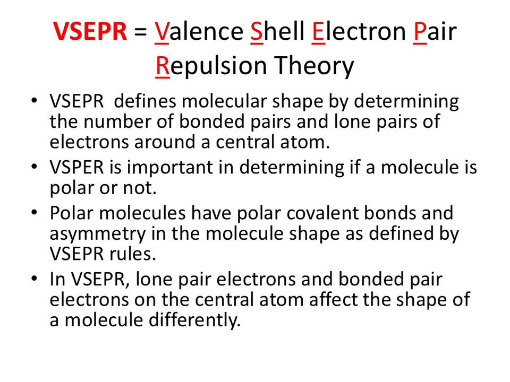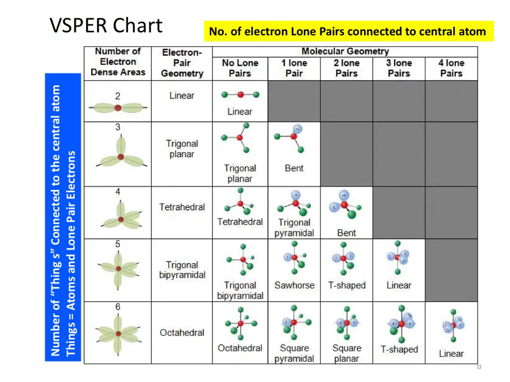We are going to use bonded pairs and lone pairs around a central atom to determine what the molecular shape is. Now, I provided you a VSEPR chart in class today, but let's quickly look at this one here, which is a little colorful and a little bit different than the one I gave you in class. On the top of the chart, what you're looking at here are the number of lone pair electrons connected to the central atom, and I'll talk about that in a second. And on the left-hand side here are the number of things connected to the central atom.